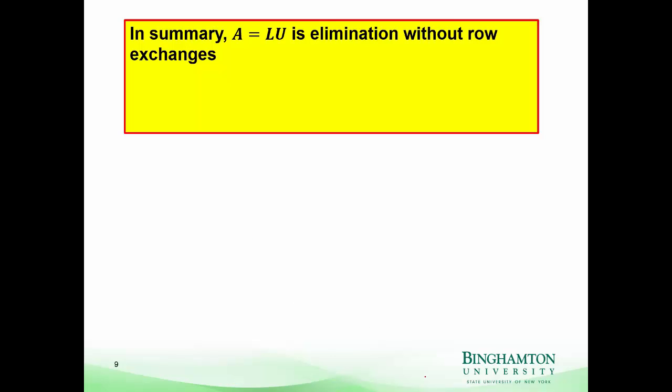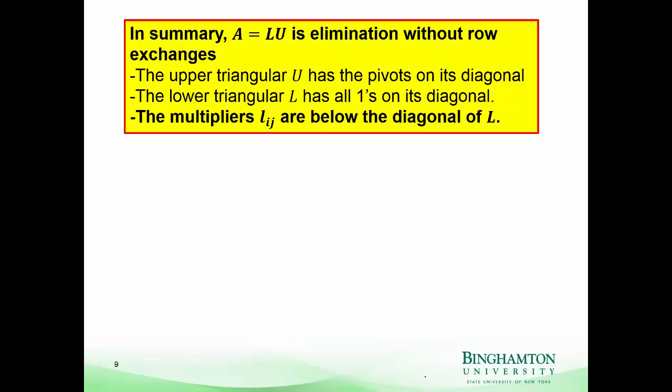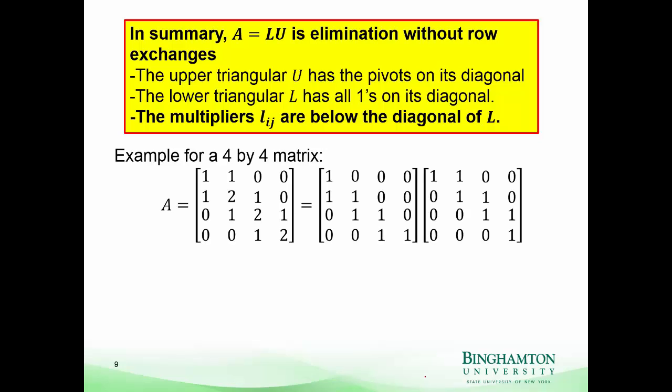So to just summarize this, the LU decomposition is just elimination without any row exchanges. The upper triangular U has the pivots on its diagonal. Lower L has all ones on its diagonal, and L has the multipliers below the diagonal. So here's a 4x4 matrix. We can expand it this way. You can go through the steps. So there's our lower triangular matrix, and there's our upper triangular matrix.